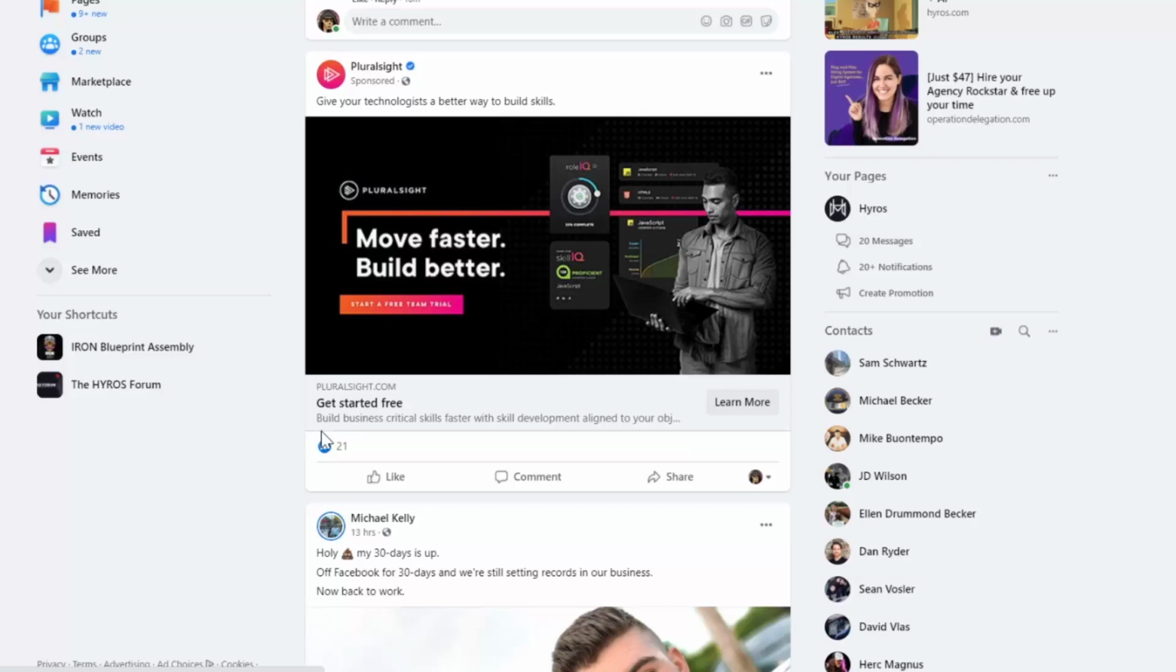Get Started Free is not a benefit-driven challenge. Give Technologists a Better Way to Build Up Skills is not a specific challenge. This is not going to interest anybody, and the cost per click and the people that you have coming through, there's nothing that's being delivered here.